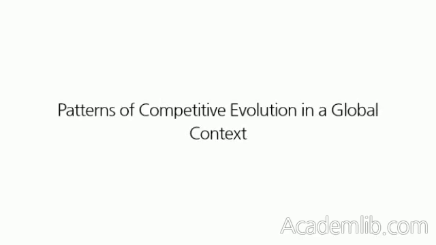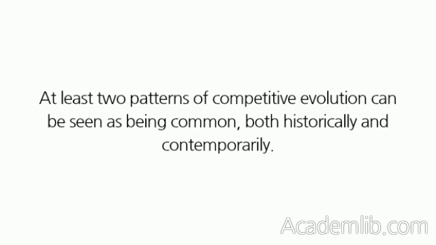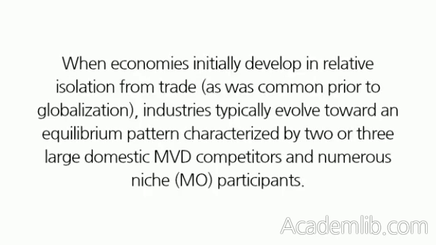Patterns of competitive evolution in a global context. At least two patterns of competitive evolution can be seen as being common, both historically and contemporarily. When economies initially develop in relative isolation from trade, as was common prior to globalization, industries typically evolve toward an equilibrium pattern characterized by two or three large domestic MVD competitors and numerous niche (MO) participants.